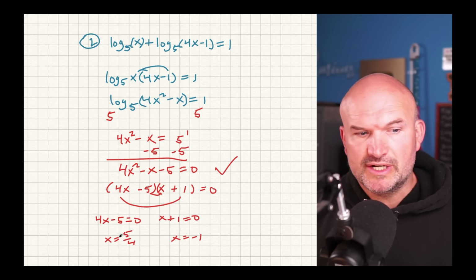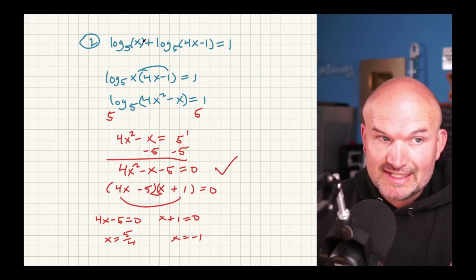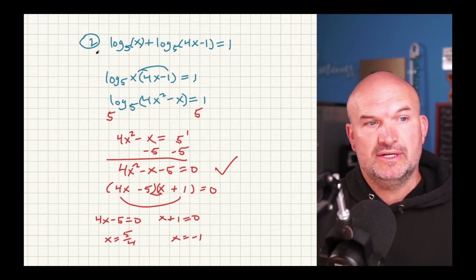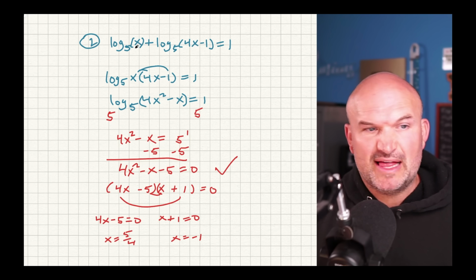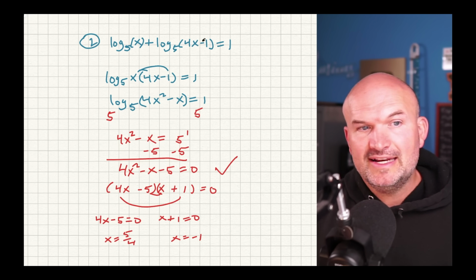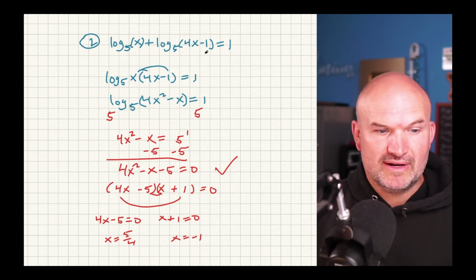Well, if we take this solution here, x equals 5/4, we plug it into x in our original equation. What we can see here is we can evaluate that. It's going to be for some value. And here we can plug that in. That's going to work out as well.